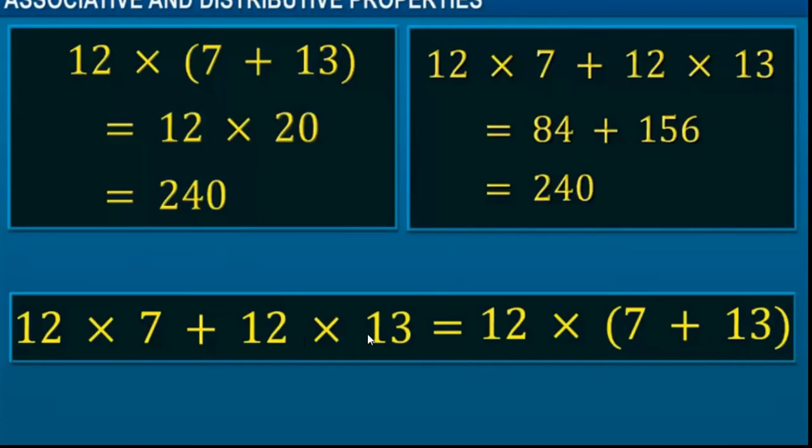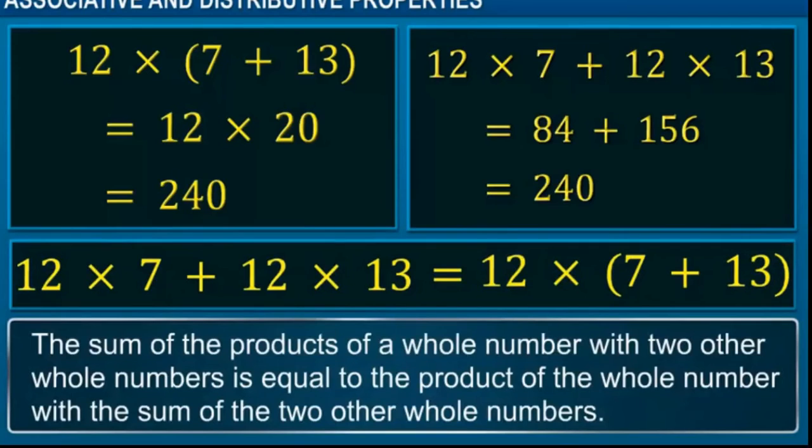If you do like this, or if you just take out the common and do like this, the answer will be the same. This is called the distributive property of the whole numbers. ഇതിനെയാണ് distributive property പറയുന്നത്. Okay, I think all of you have understood. We will just see the rest of the video. This is true for all whole numbers.